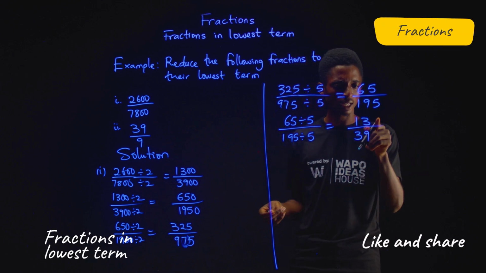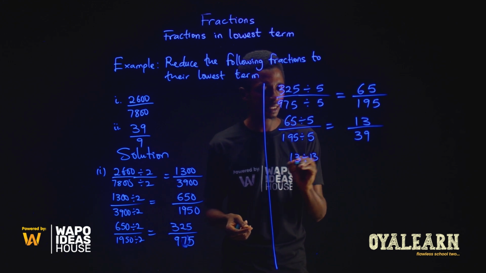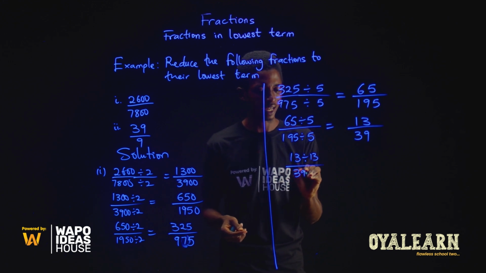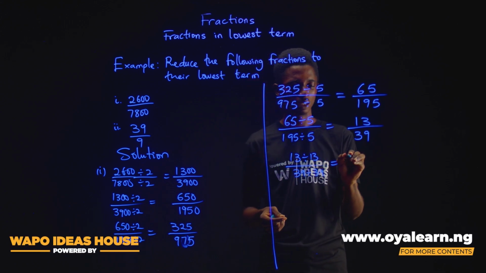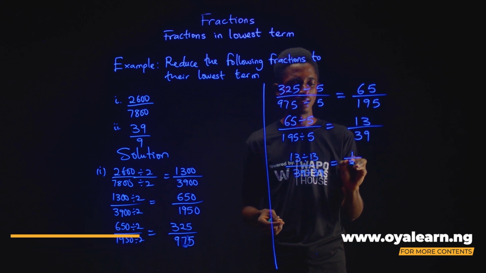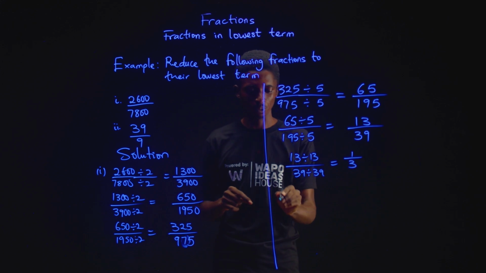The final factor we can find here is 13. So we then go 13 divided by 13 and then 39 divided by 13. And this would give us 1 over 3. And like that we have solved question 1.